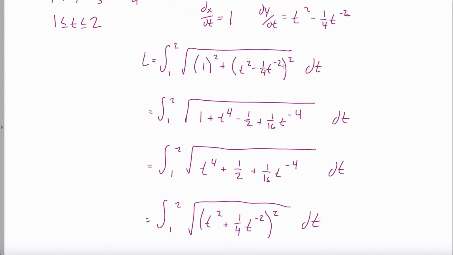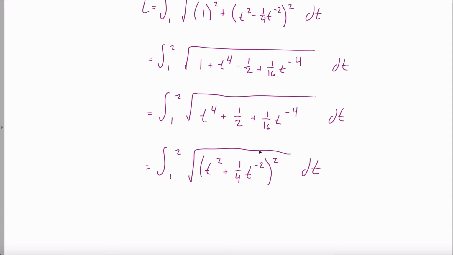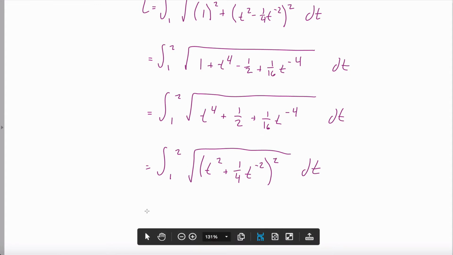It's worth pointing out you can't cancel them here. You can't cancel this square and this square root, or this square and this square root, because I have a sum of terms here. But if I just have one thing that's being squared and taking the square root of all of that, I can rewrite this as, I'm pretty low on room here, the integral from 1 to 2 of, and then if the square and the square root cancel out, I'm just left with t squared plus 1/4 t to the negative 2 power dt.